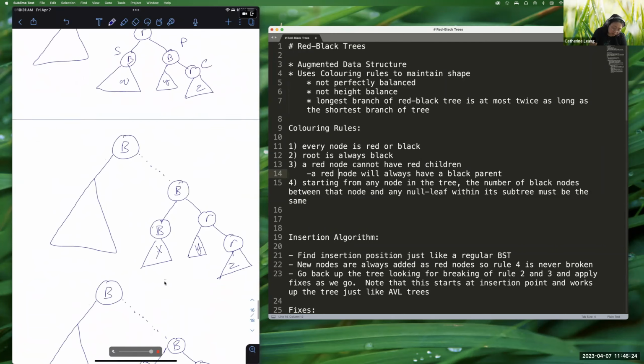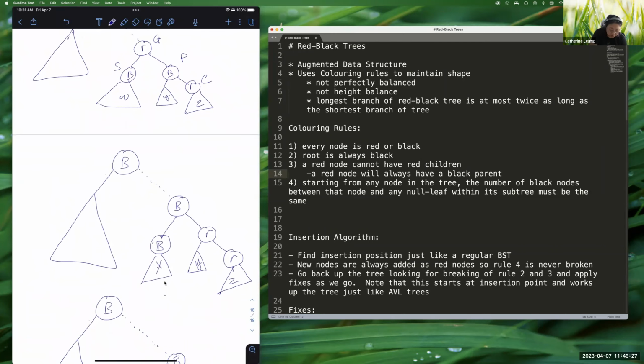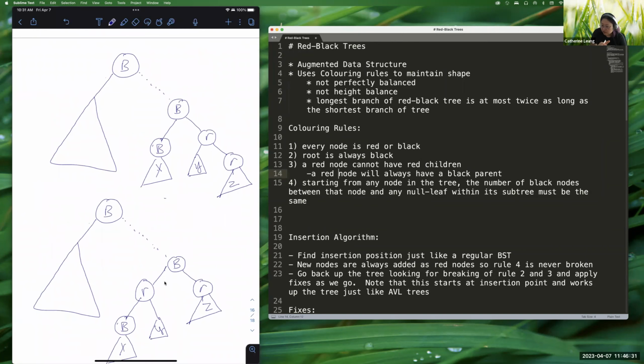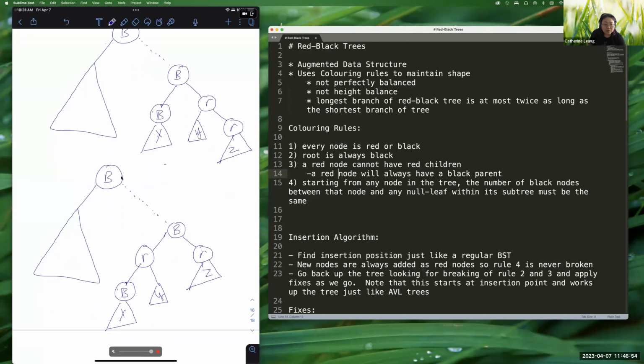Now, a similar argument can be made for something like a rotation. It doesn't matter if it's zig-zag or zag-zig because it's just a slightly different configuration, but it's the same principle. If I take a look at the number of black nodes that I have to hit on X, Y, and Z, it's the same before and after. So before the rotation, there were 3 before I got to the subtree X. Sorry, 1, 2, 3. And afterwards, what do I have before X? Afterwards, 1, 2, 3 black nodes.